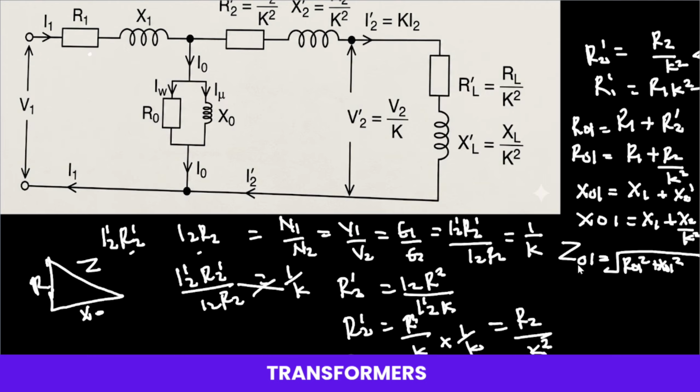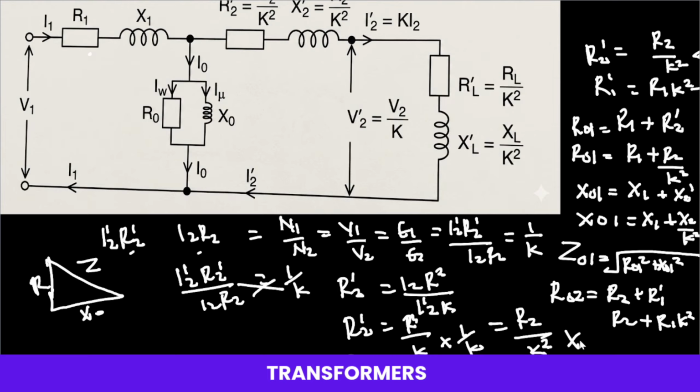Okay. So now let's move on to the referral. Assuming the referral is being done at the secondary section, that means we are going to refer the primary. In that case, the equivalent resistance as referred to the secondary will be the same as R2 itself plus R1 prime. And that will give us R2 plus R1 K squared. You realize that it has changed, right?